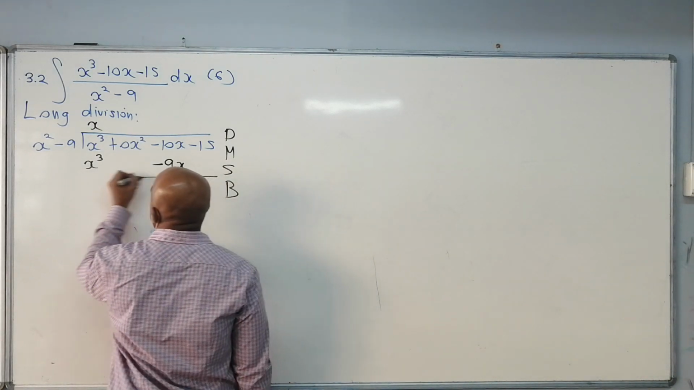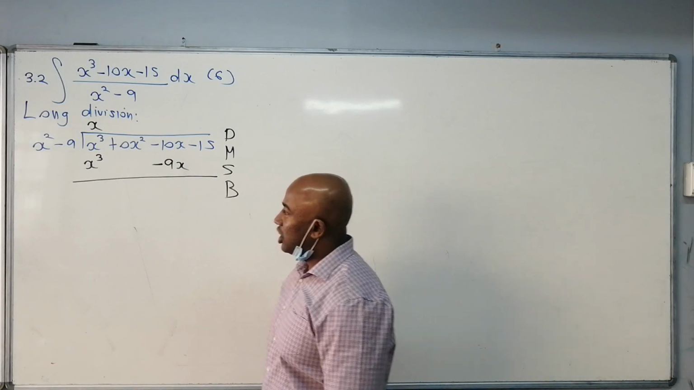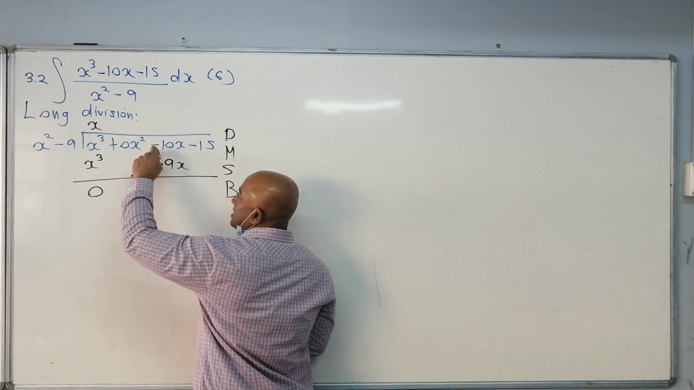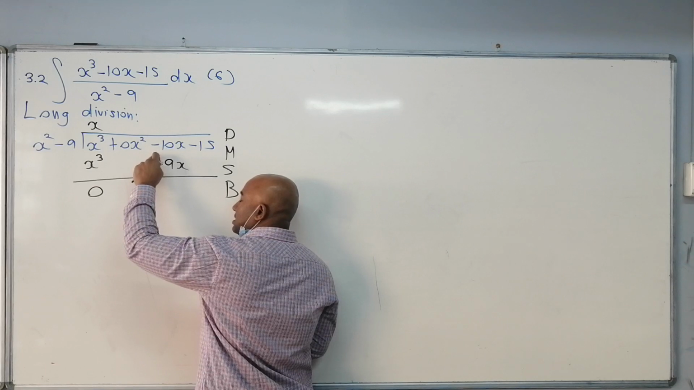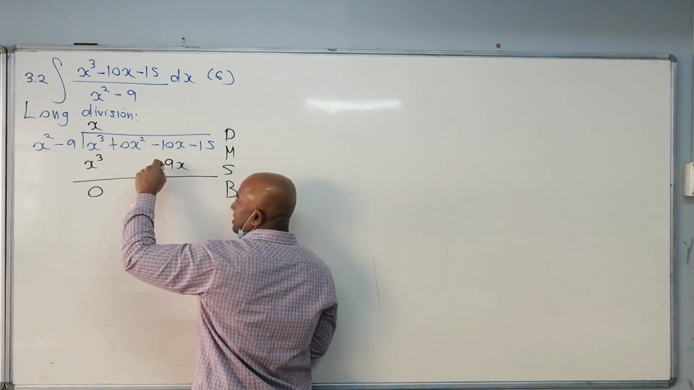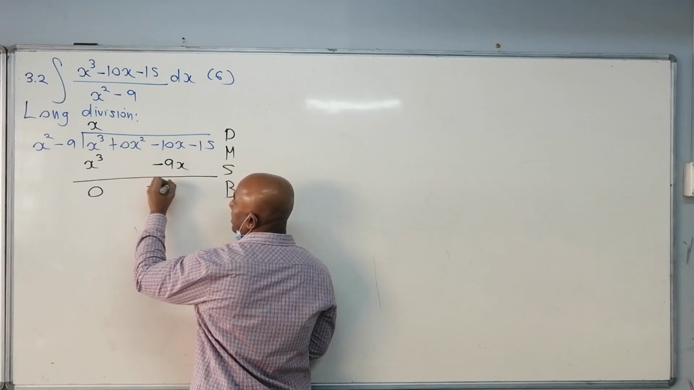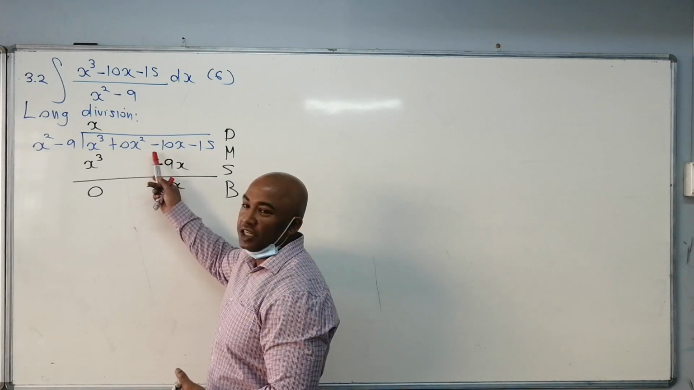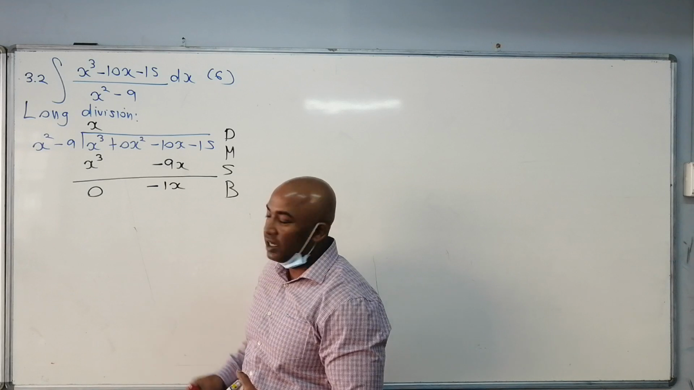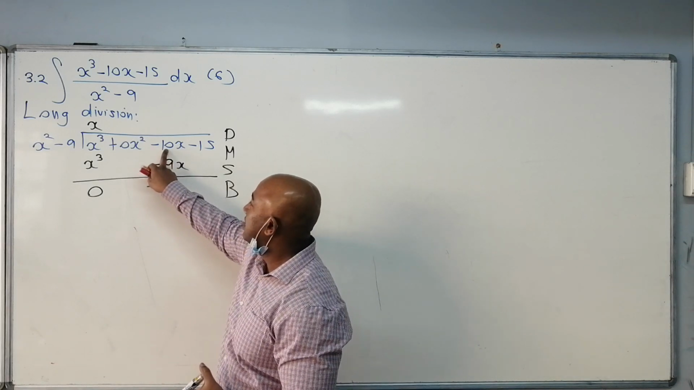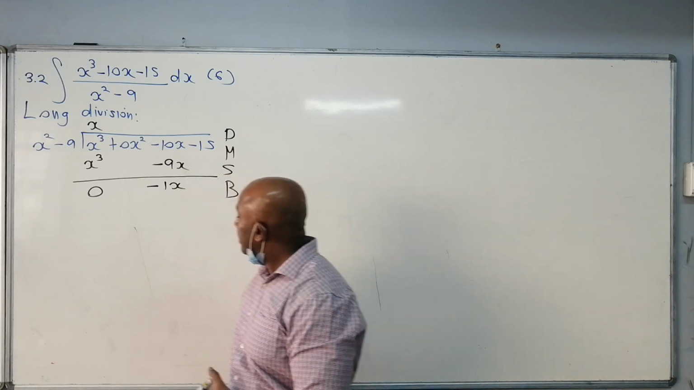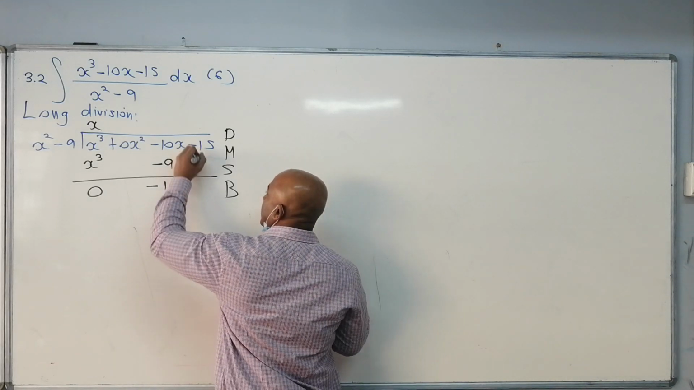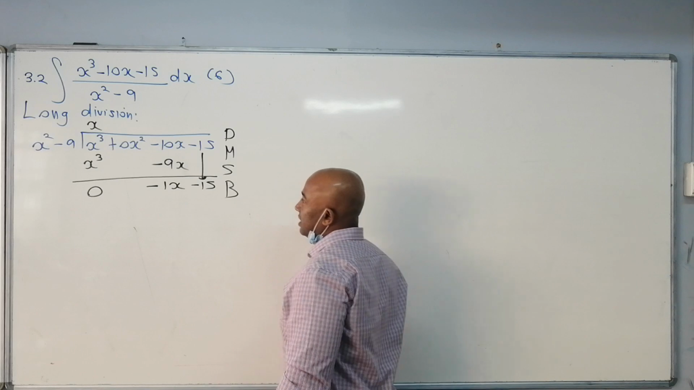Divide, multiply, subtract now. Okay, what are we subtracting? Top minus bottom. X cubed minus x cubed, 0. Minus 10x minus 9x, that becomes minus 10x plus 9x, which is going to be minus 1x. You know, change the sign of the bottom term and add. If you want to do that, basically minus changes to a plus. Minus 10 plus 9 is minus 1. So, let's divide, multiply, subtract, bring down. So you're going to bring down your minus 15.